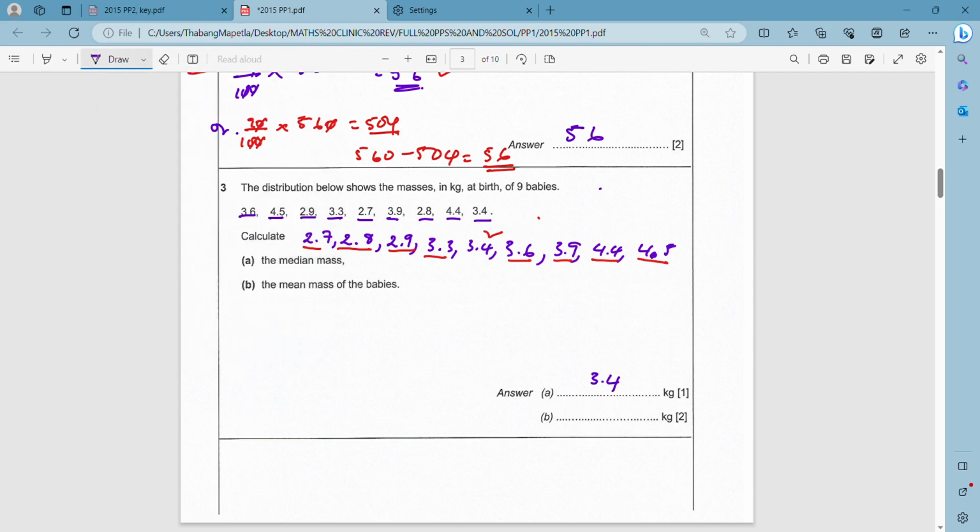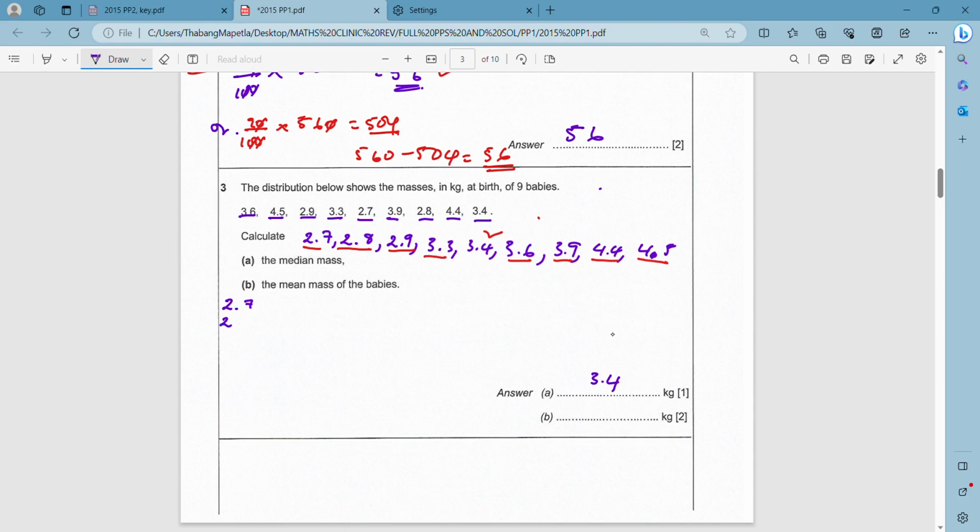3.4. And then the next one says the mean mass of the babies. Mean is simply addition of our numbers. We are simply going to add our numbers. Just add them all together, then divide by 9. That is what we are going to do. So first of all, let's find the additions of those.